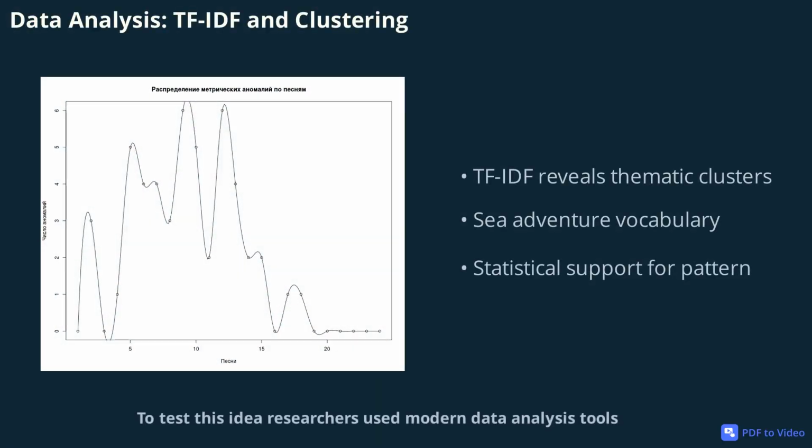To test this idea, researchers used modern data analysis tools. By calculating the frequency and uniqueness of words, TF-IDF, in each book and clustering them, they found that the books with anomalies often shared a sea adventure vocabulary. Meanwhile, the regular books focused on domestic or everyday themes. This statistical approach supports the idea that metric anomalies are not random, but connected to the poem's shifting themes.